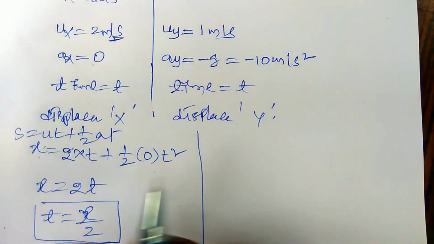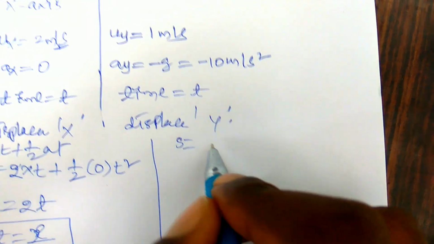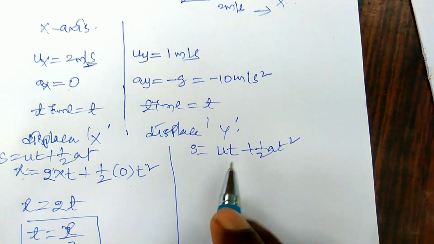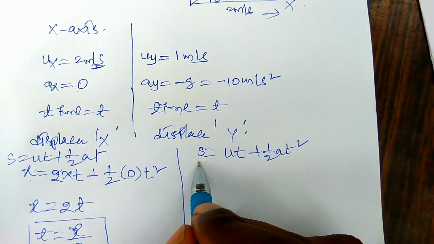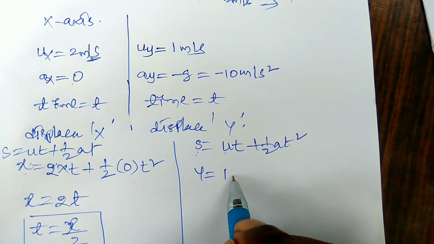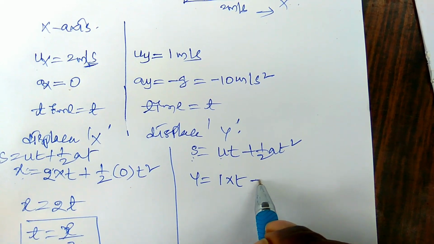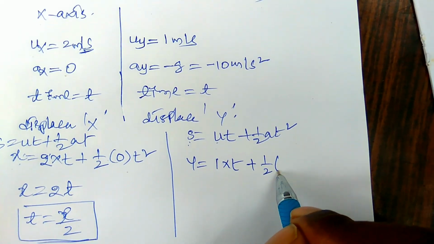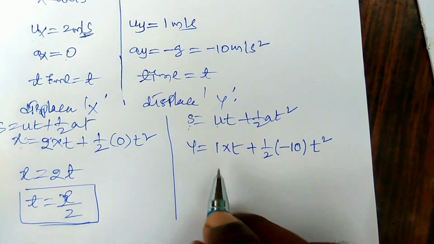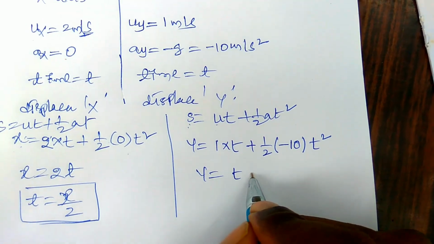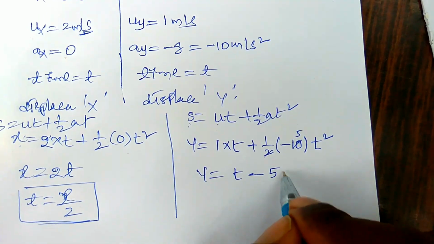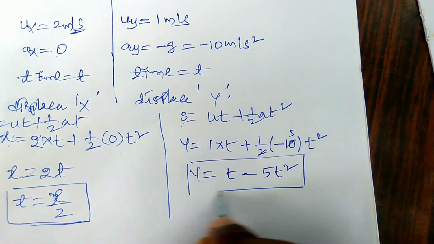Just coming to the y direction. So here s is equal to ut plus half at square, and along the y direction the displacement is equal to y. Along the y direction, u is equal to 1 meter per second, and time is equal to t, plus 1 by 2, acceleration due to gravity, that is minus 10, into t square. So simply y is equal to t minus 5t square, since 2 and 5 times will be 5t square. So this is equation 2.